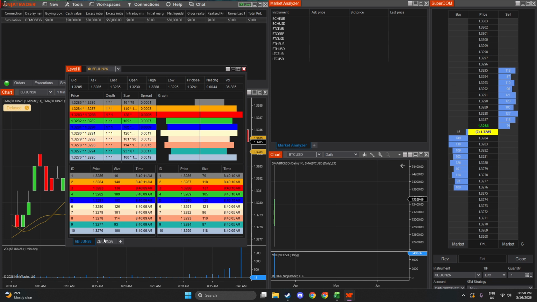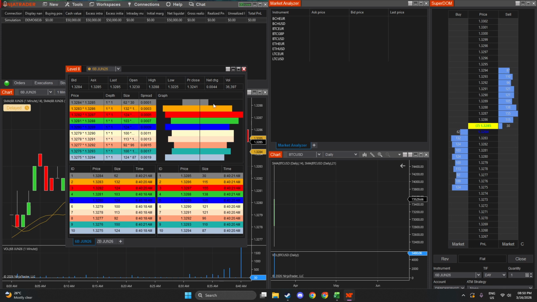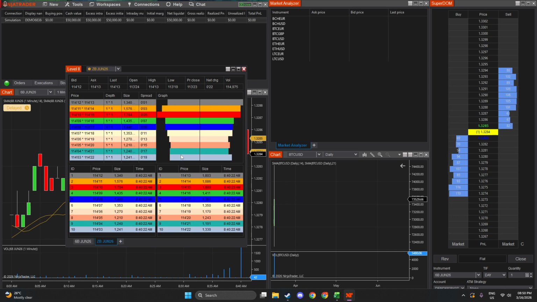You're not limited to a single symbol in this view. You can open multiple instruments via tabs in the Level 2 window. This lets you switch between different markets efficiently, compare liquidity from one instrument to another, or keep a close eye on correlated products without juggling separate windows. It's a clean way to maintain context across your watch list while focusing on the depth of each market.